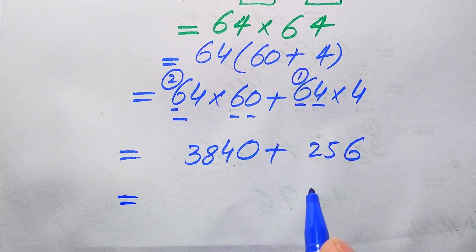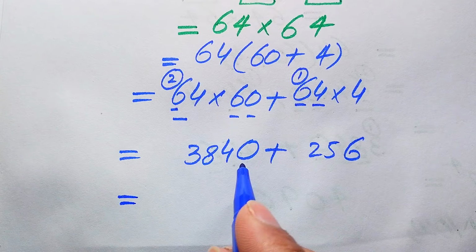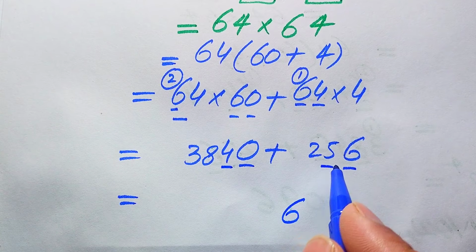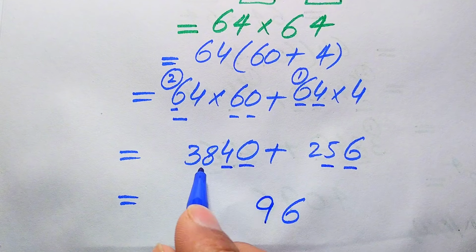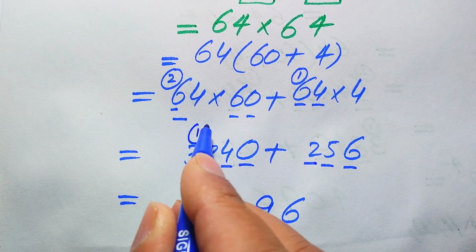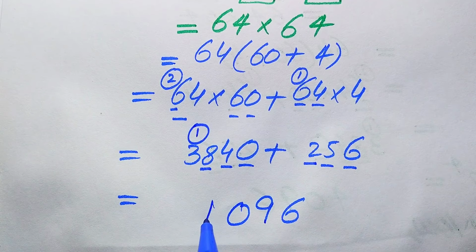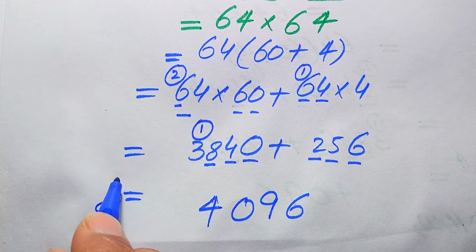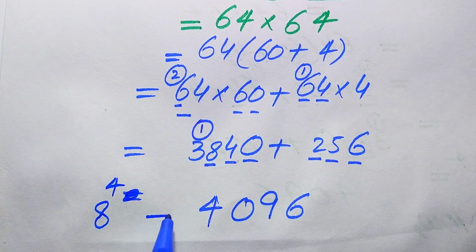In the next step, we sum up both of these values. 0 plus 6 becomes 6. 4 plus 5 becomes 9. 8 plus 2 becomes 10. We write 0 and carry 1. So 3 plus 1 becomes 4. So this is the value of 8 to the power of 4.